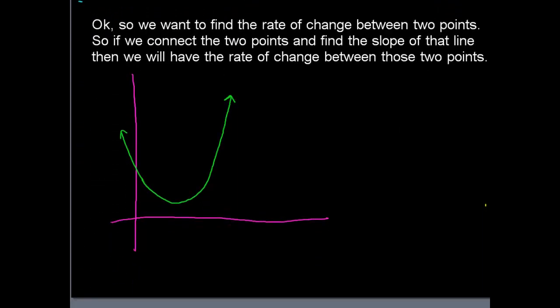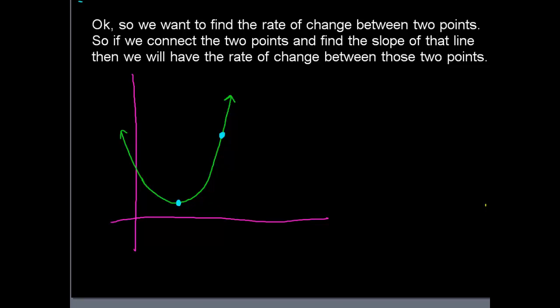So we want to find the rate of change between 2 points. So wait a minute, Mr. Frinchek, you said 1 point. I'm talking about 2 points. Well, you're going to see how it all connects here, hopefully. So if you think about the rate of change between 2 points, so let's say here's a point and here's another point, if I want to find the rate of change between these 2 points, what I need to do is draw the secant line.